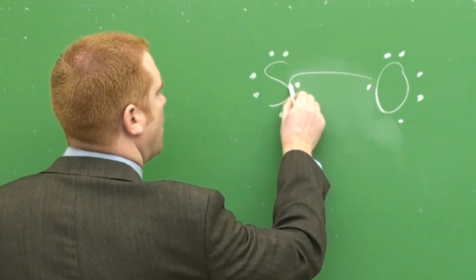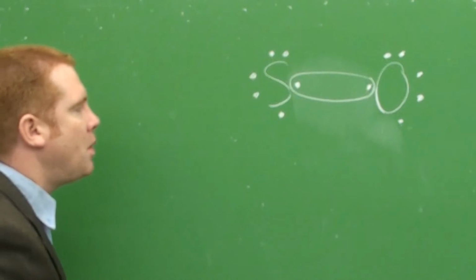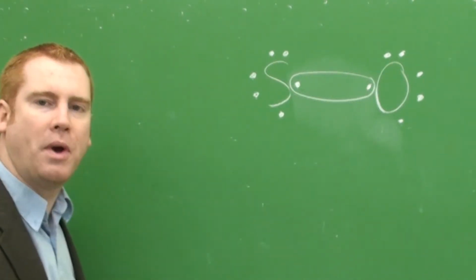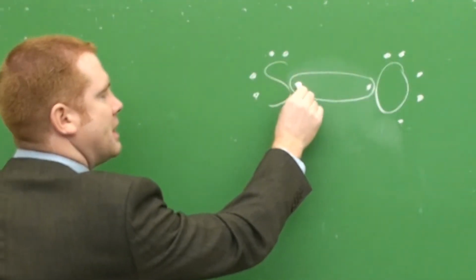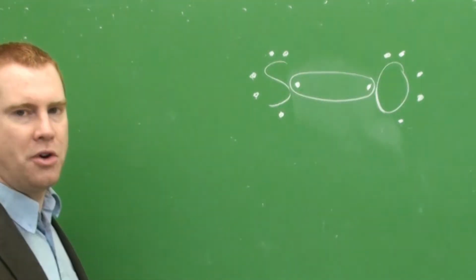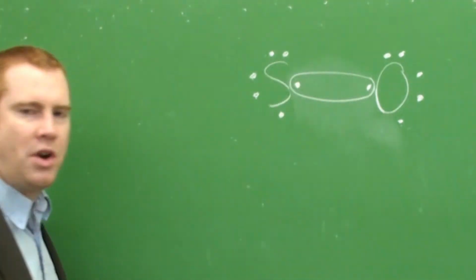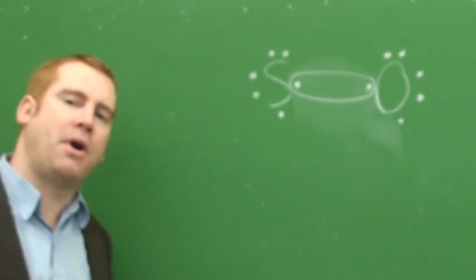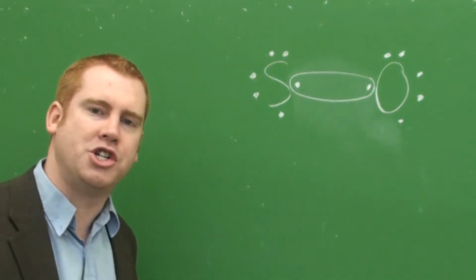So, in order to try to get to their full orbit, they're going to share. Now, once we've shared one pair of electrons, the way I would count is 1, 2, 3, 4, 5, 6, 7 electrons for sulfur so far. 1, 2, 3, 4, 5, 6, 7 electrons for oxygen. Neither of them are at their full outer orbit. So what do they need to do? Well, they need to share another pair.